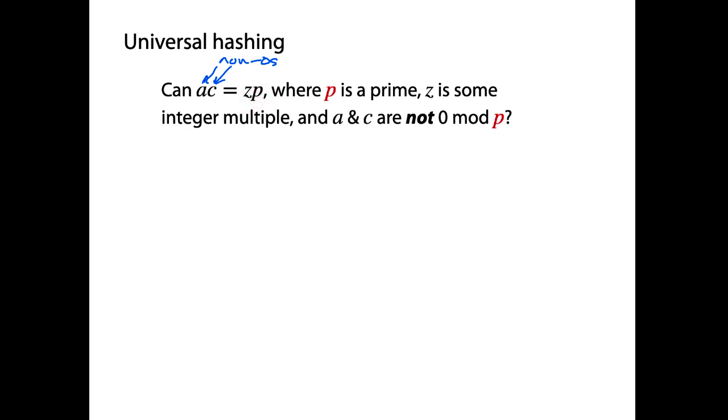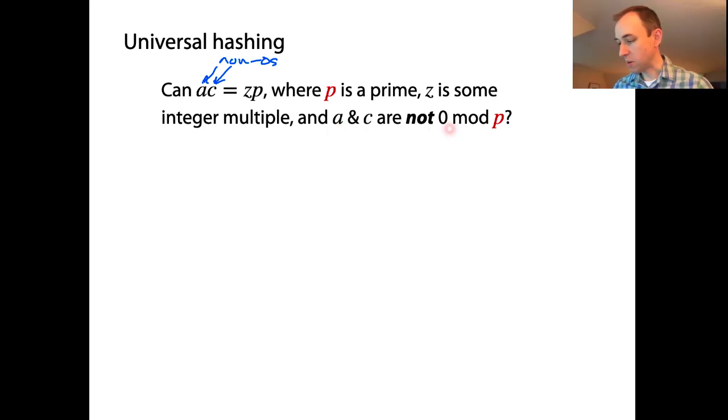P is still that prime number. We're not doing modular multiplication here. We're just doing normal integer multiplication, which means the statement that you can't multiply two non-zeros and get a 0 is like saying you can't multiply two integers A and C and get back some multiplier z times p. Where p is prime and z is some integer multiple, A and C are not 0 mod p, right? So is this possible?